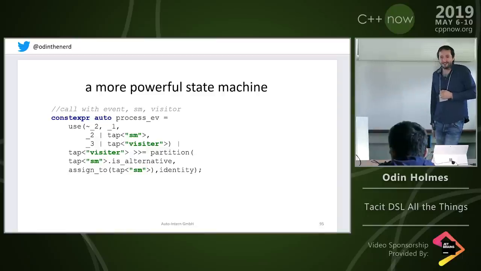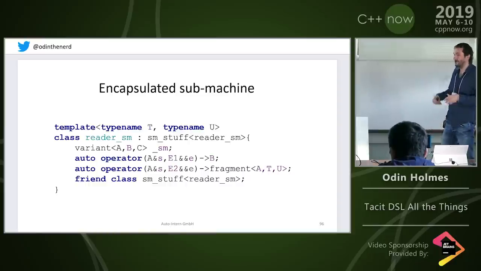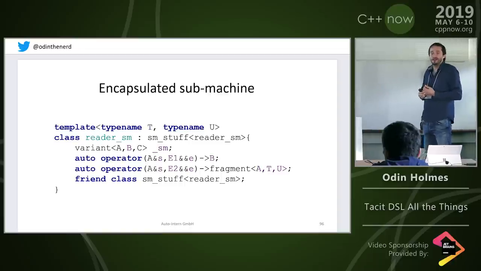So the advantage to this is I don't even have to know the states in the supermachine. I could say, hey, you are reading something. Well, you know how to read stuff, unless you're done, in which case you don't know what to do, or you have an error, in which case you don't know what to do. So this is a template where I can say, this is what to do when you're done, and this is what to do when you have an error.